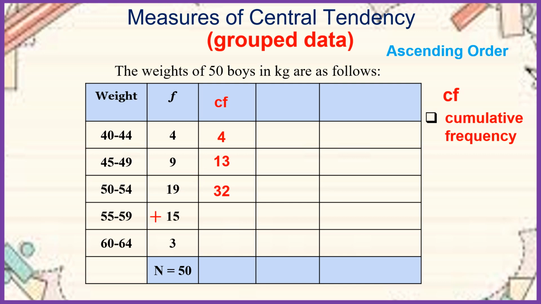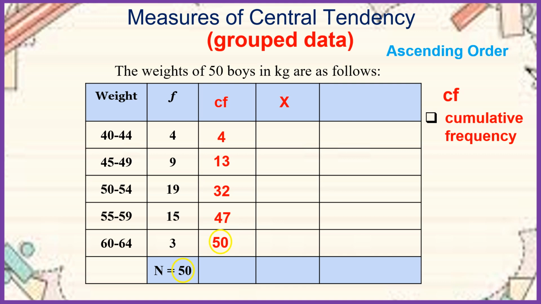32 plus 15 is equal to what? Correct, it is equal to 47. And 47 plus 3 is equal to what? Correct, it is equal to 50. Take note that the last CF should be equal to your N.